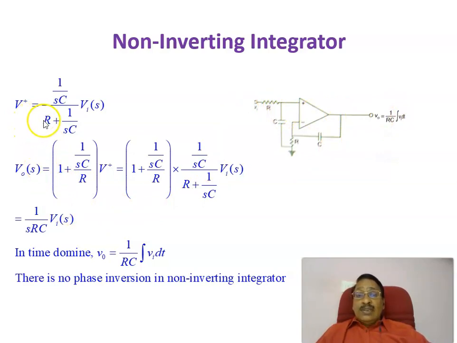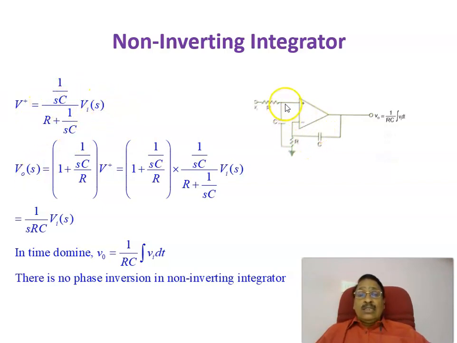And in this case, first you will be finding out the voltage at this point. That is, what is the voltage coming at this point, which is equal to 1 by SC divided by 1 by R plus 1 by SC, into the input voltage. That is, in the S domain it is taken.